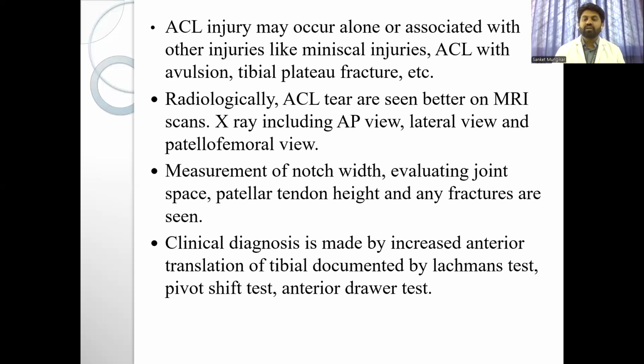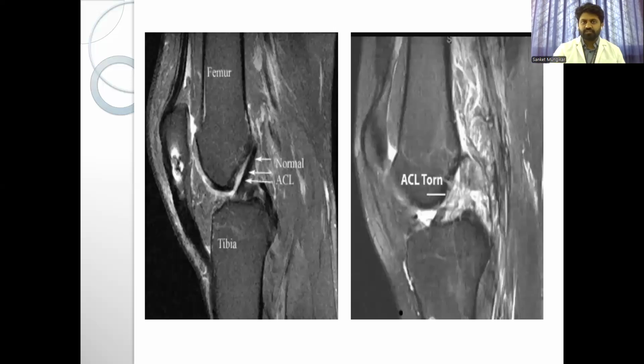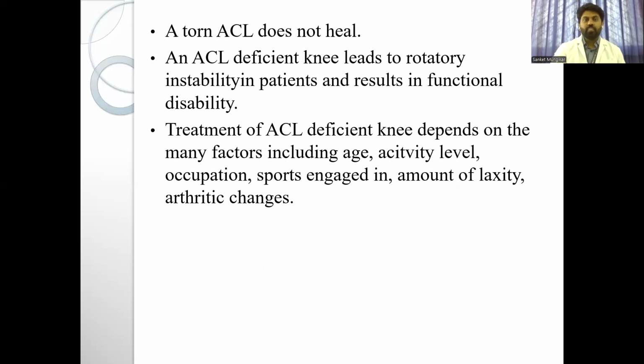Clinical diagnosis is made by increased anterior translation of the tibia, documented by the Lachman test, pivot shift test, and anterior drawer test. After diagnosis with the investigation findings, physical findings play a vital role in confirmation. So in that we can say the Lachman test, pivot shift test, and the anterior drawer test. This is a normal MRI on the left side, and on the right side you can see the torn ACL. A torn ACL does not heal.